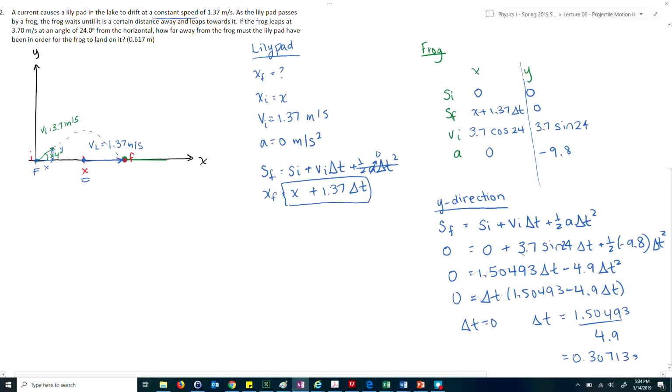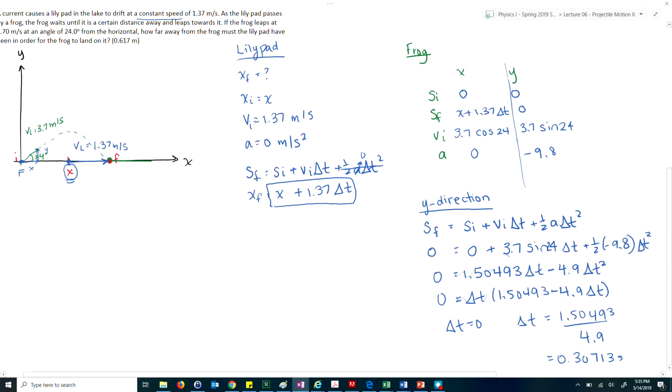Okay, so now I found out the time. This is the time it takes for the frog to land on the lily pad. Now the question is asking, how far away from the frog must the lily pad have been? So it's looking for that X that's in my drawing. So I want to know, how far should the frog be from the lily pad when the frog decides to jump, so that it will land on the lily pad. Okay, so I'm looking for that X.